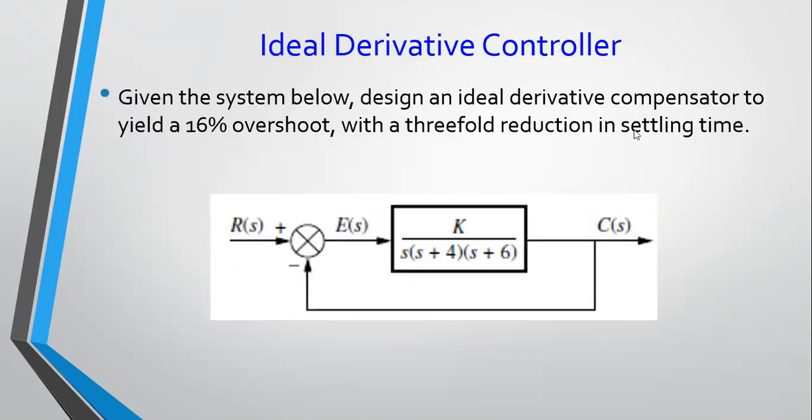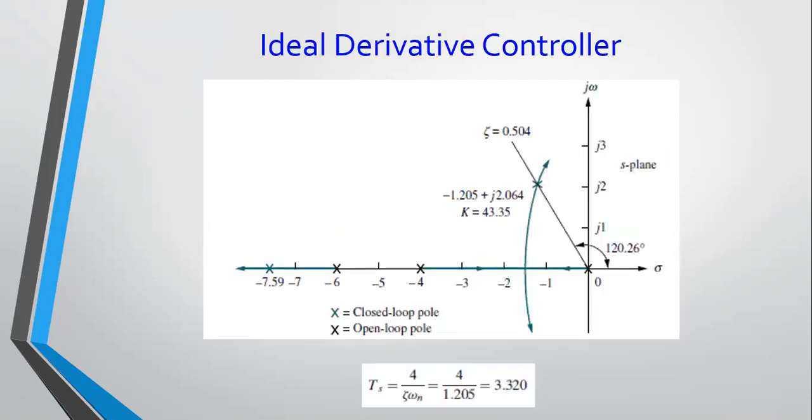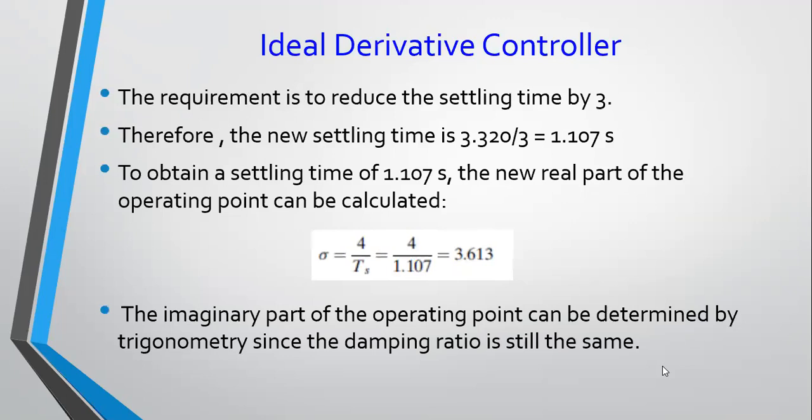Since the question is framed in terms of settling time here, we are computing settling time of 3.320, and the aim of the problem was to reduce the settling time by 3. So it means your current settling time is 3.320. The new settling time is 3.320 divided by 3. So you want to achieve now a settling time of 1.107 seconds.